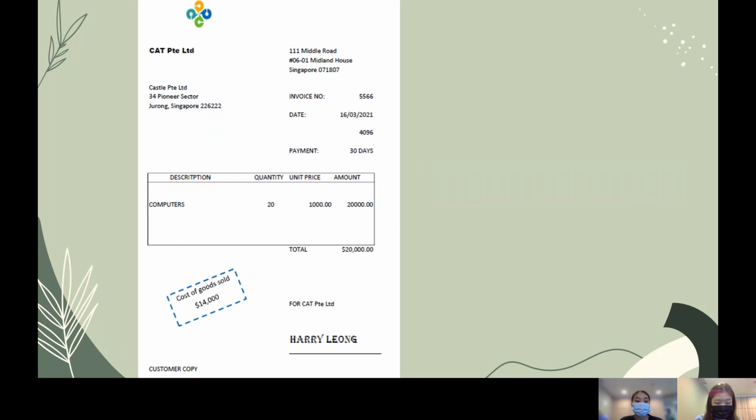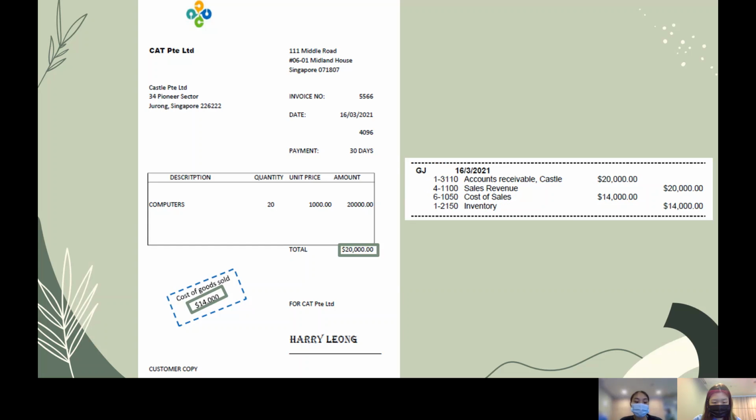My next example is on the 16th March 2021. Our company, Cat Private Limited, had sent an invoice to our customer, Castle Private Limited, about their purchase of 20 computers, which cost $20,000 in total. The source document also shows that the cost of goods sold is $14,000. Hence, the accounts affected are accounts receivable from Castle and sales revenue because Castle has to pay us $20,000 for the purchase. Thus, accounts receivable will be placed in debit because it is an asset receiving $20,000, and our sales revenue will be placed in credit as there is an increase in revenue.